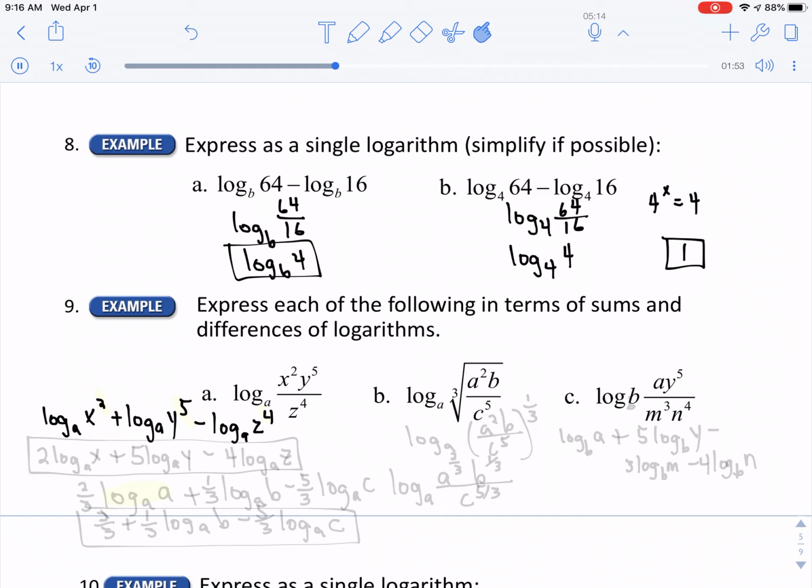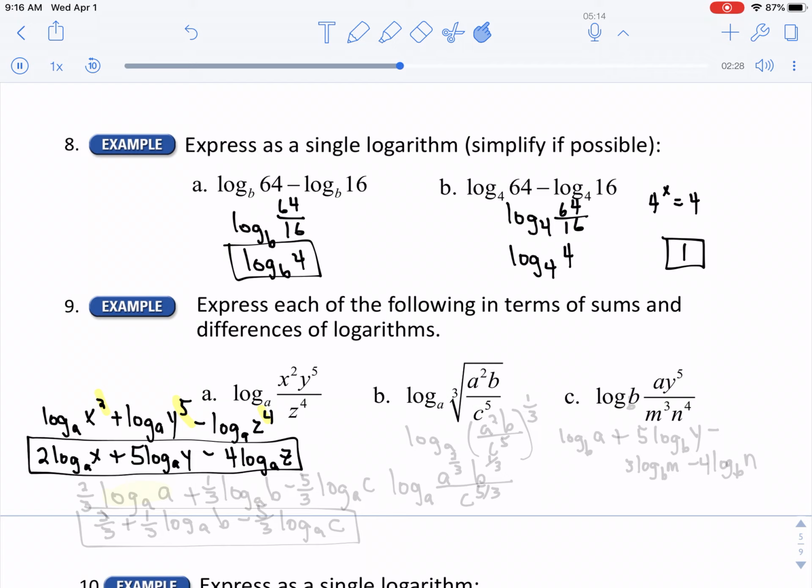Now we're not done because we want to expand it as much as possible, so we're going to use our power rule and move these exponents to the front of each of these. So that's going to give us 2 log base a of x plus 5 log base a of y minus 4 log base a of z, and that's the answer.